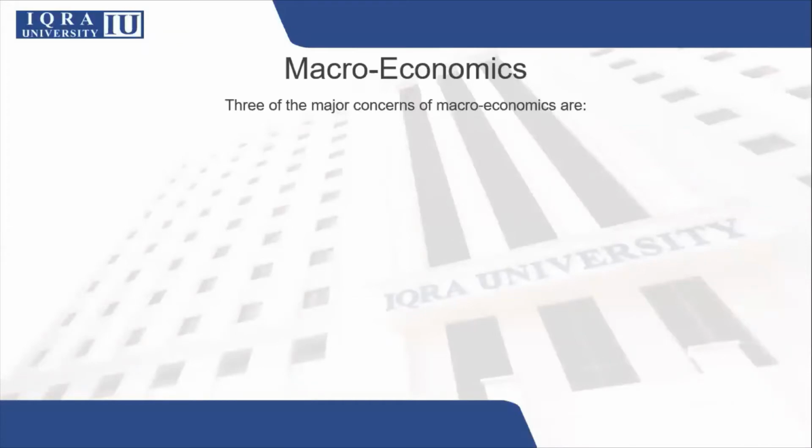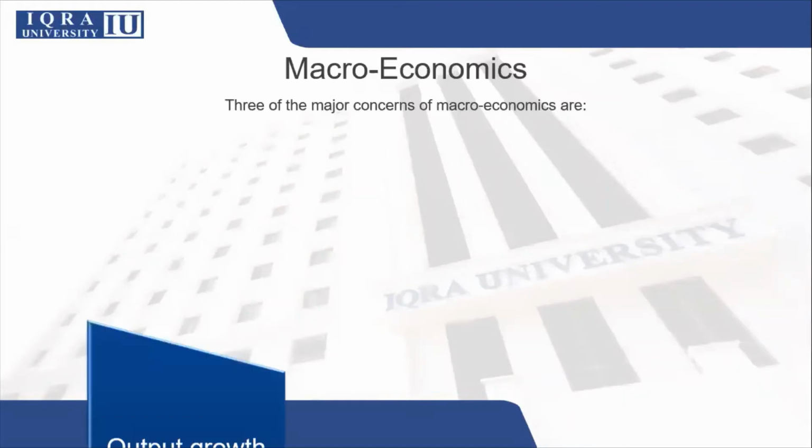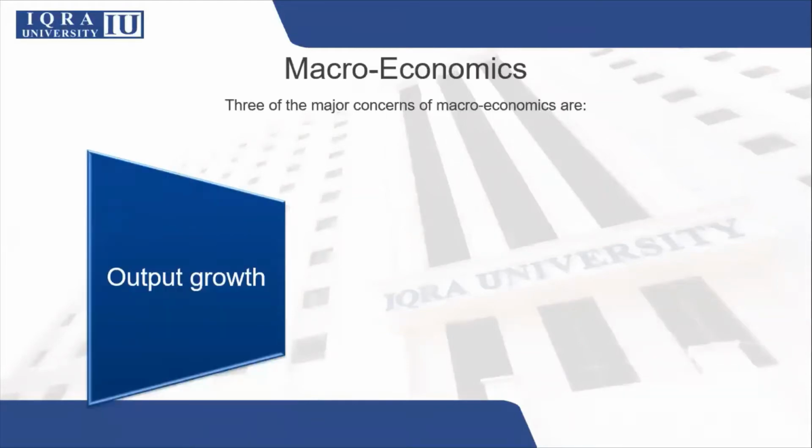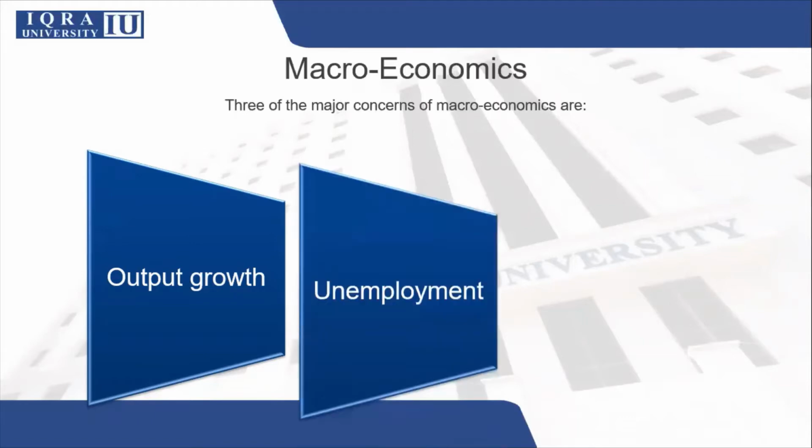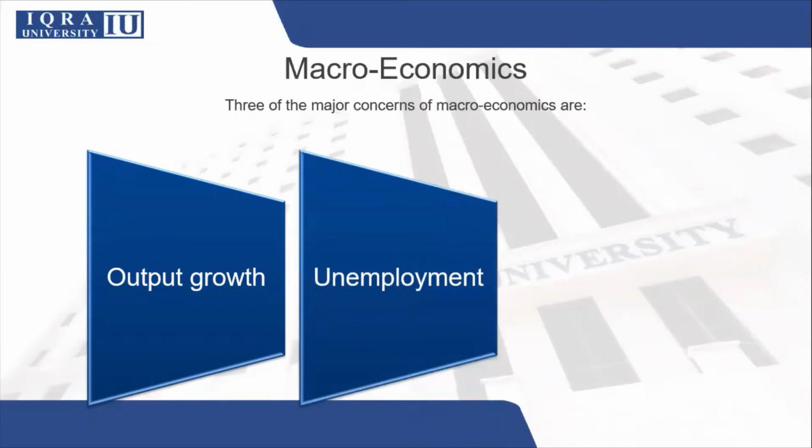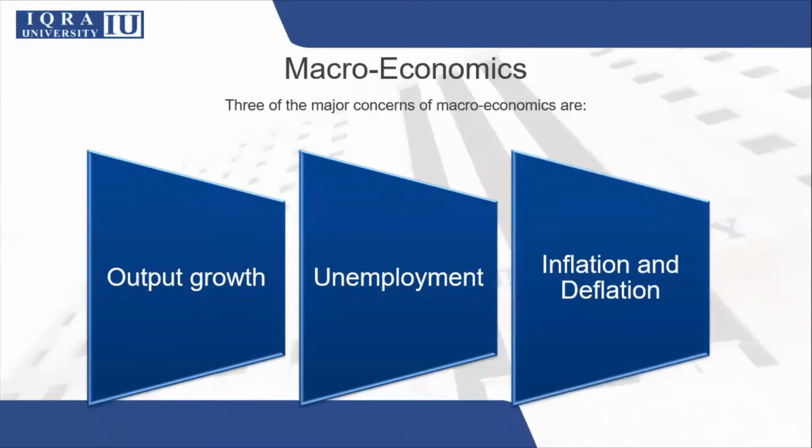There are three major concerns of macroeconomics, which are, number one, output growth. So economics focuses on increasing output growth so that the GDP is more and the standard of living of the population is more. The second is unemployment. Another objective of the government is to reduce unemployment in the economy, and the third objective is inflation and deflation.